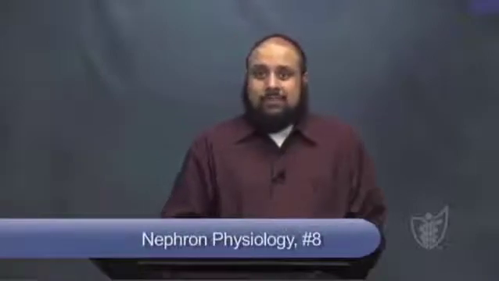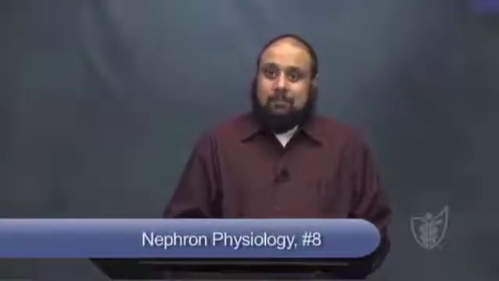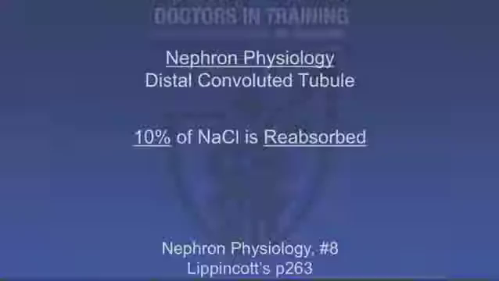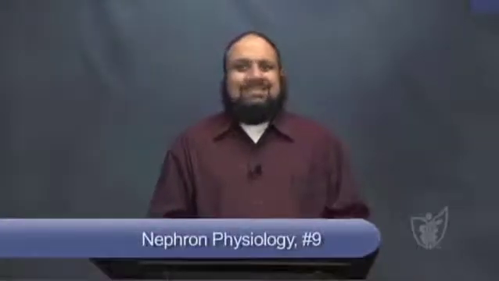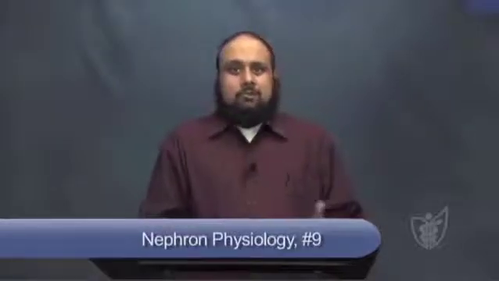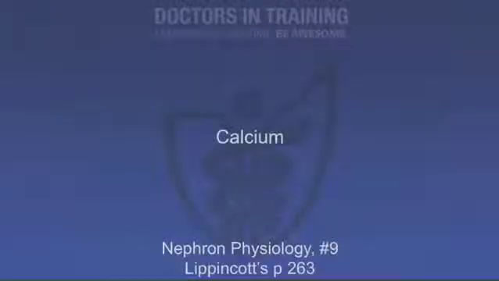On the other side of the thick ascending limb, we've gotten back into the cortex of the kidney, and we're still impermeable to water at this point. The distal convoluted tubule is where about 10% of sodium chloride is reabsorbed, and it's done via the NCC transporter, a sodium and a chloride transporter. Parathyroid hormone also acts in the distal convoluted tubule to reabsorb calcium.